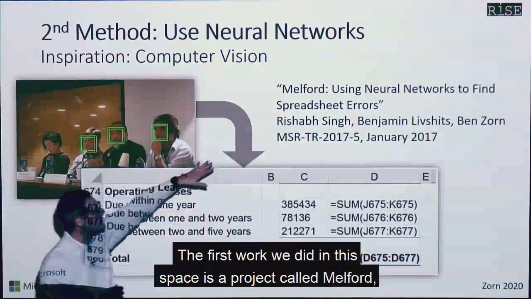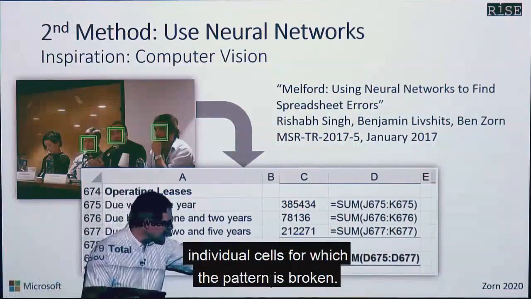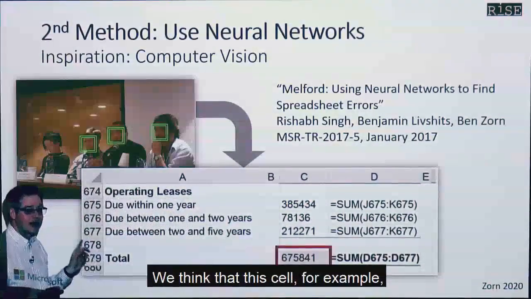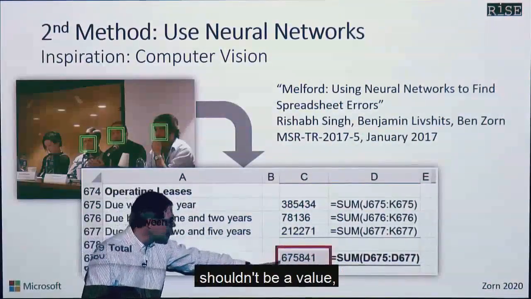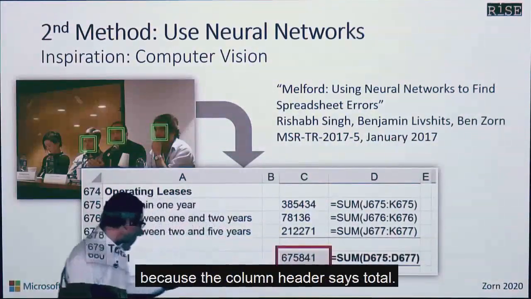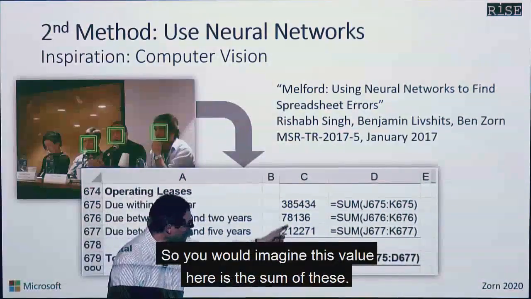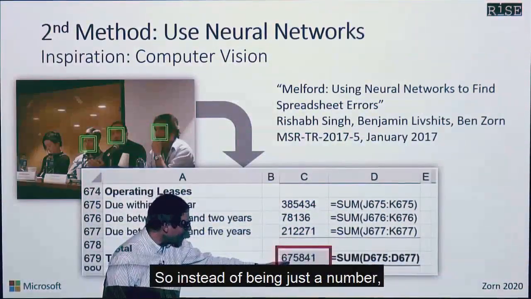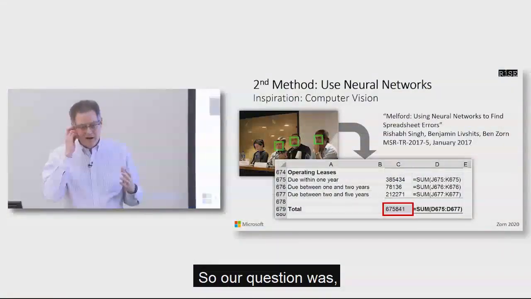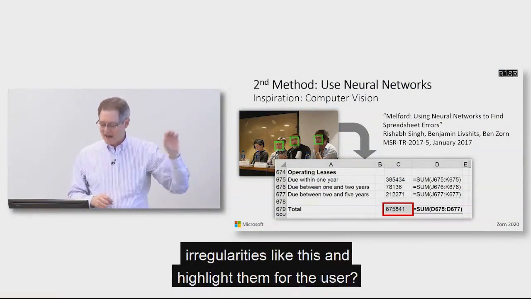And the first work we did in this space is a project called Melford, and the idea here was to find cells in sheets, individual cells, for which the pattern is broken. For example, this cell shouldn't be a value, which it is. This should be a formula, because the column header says total. And so you would imagine this value here is the sum of these. So instead of being just a number, it should actually be a formula like sum right here. And so our question was, can we train a neural network to recognize irregularities like this and highlight them for the user?